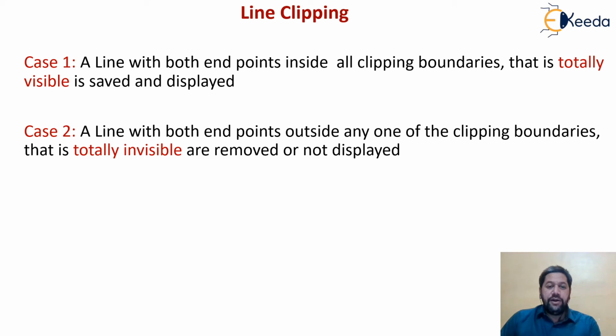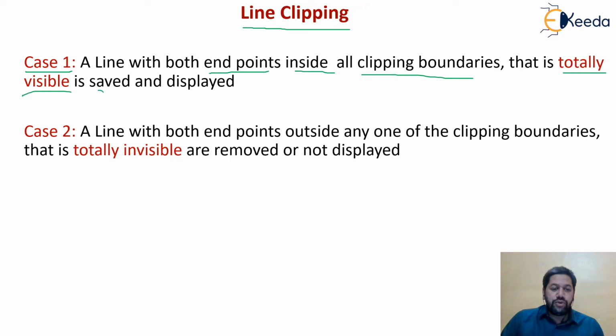So in this slide, I have considered three cases. Just now we said what action we are going to take. Case number 1: a line with both endpoints inside the clipping boundaries, or inside the clipping window. That is, the line is totally visible. And if the line is totally visible, what do we do? We are going to save the line and display the line. So this is my action for a totally visible line: we have to save it and display that particular line.